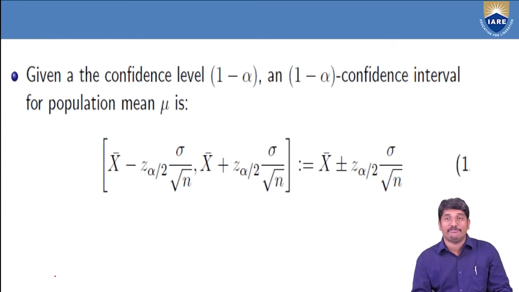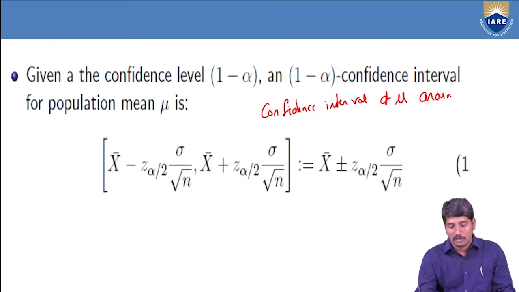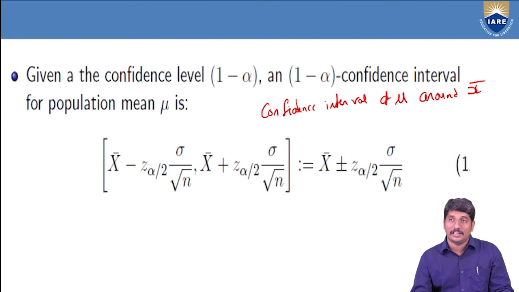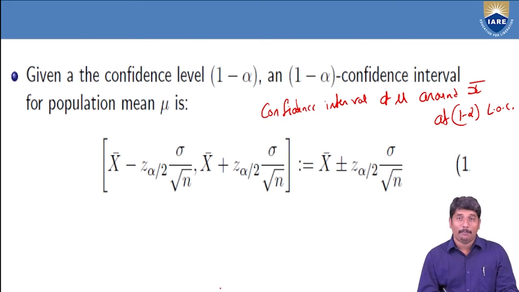So we are going to construct a formula called the confidence interval of mu around the sample mean x bar at 1 minus alpha level of confidence. LOC means level of confidence. That means at 95% confidence, what will be the difference between x bar and mu? That is what the formula says. For this, we'll take the help of the central limit theorem, which you have come across in your probability and statistics. Let us recap that.